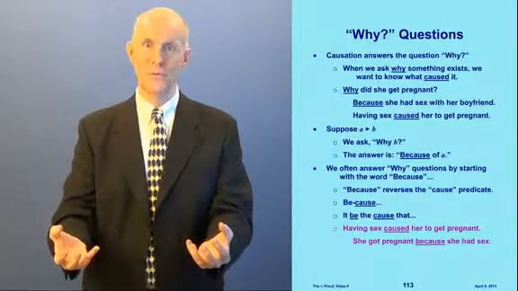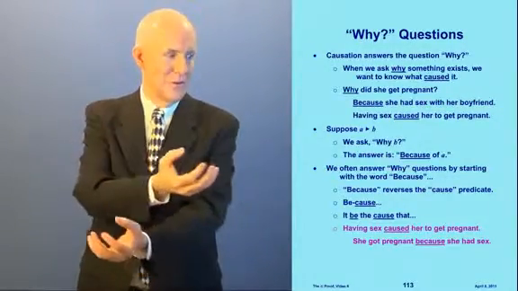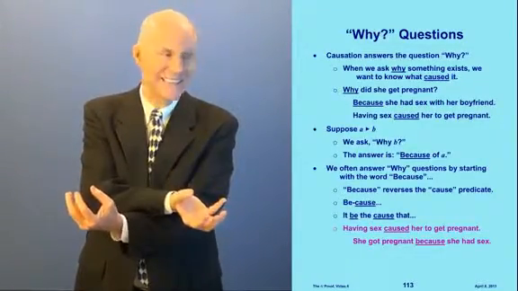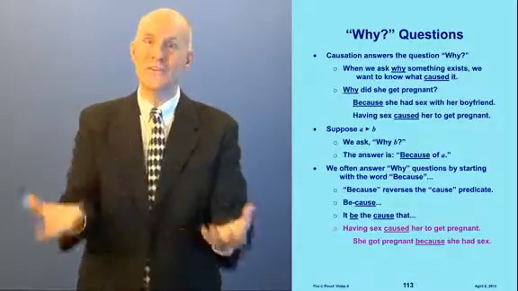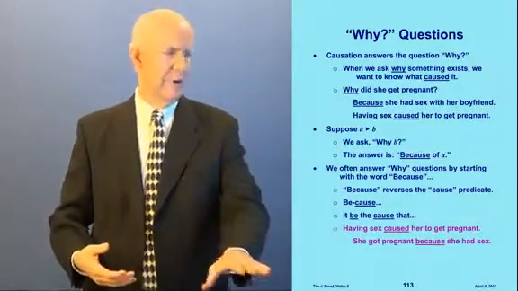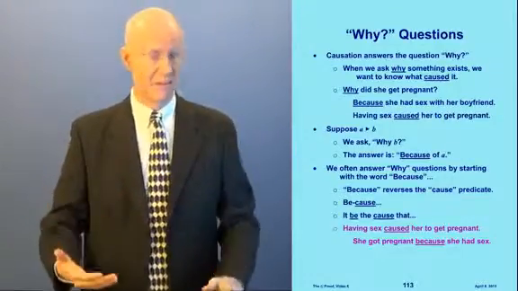Now watch what happens when we use the because. It turns it around. She got pregnant because she had sex. See? It turns it around. Because turns the cause predicate around. All right? And we're speaking loosely here about pregnancy causing sex. There could be other factors too.